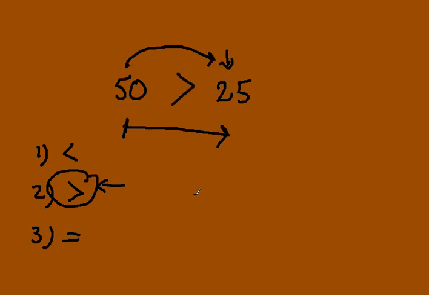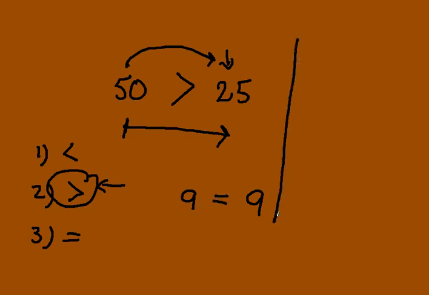Here's another example. Say that you have 9 and 9, and you're looking at these two numbers. What would you say? Is 9 less than 9? Is 9 greater than 9? Or is 9 equal to 9? Obviously, we would say 9 is equal to 9 since the two numbers are exactly the same.